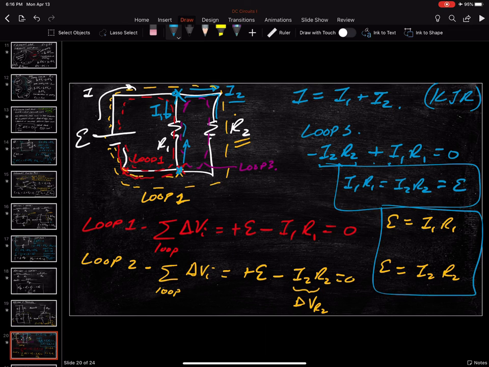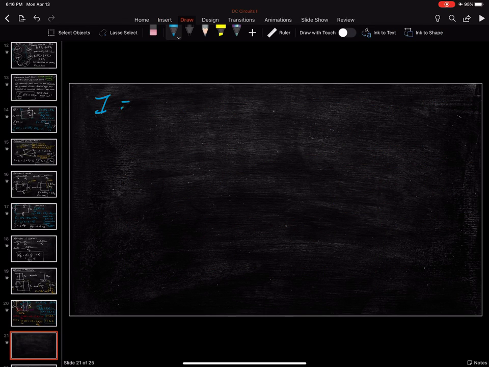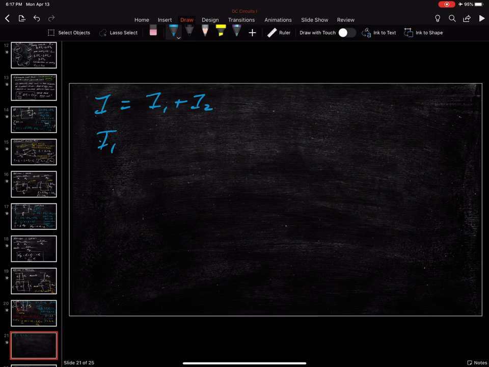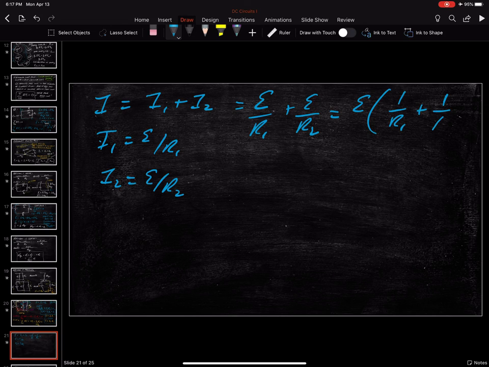I hope. And so, from here, what can I figure out? Well, I know that I is equal to I1 plus I2. But from these expressions, I1 is E over R1 and I2 is equal to E over R2. So that tells me that this is equal to E over R1 plus E over R2, which is the same as E times (1 over R1 plus 1 over R2). So that's my current. Little different. It's not 1 over R1 plus R2, it's 1 over R1 plus 1 over R2.